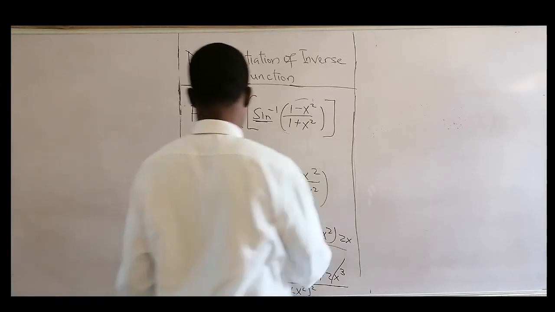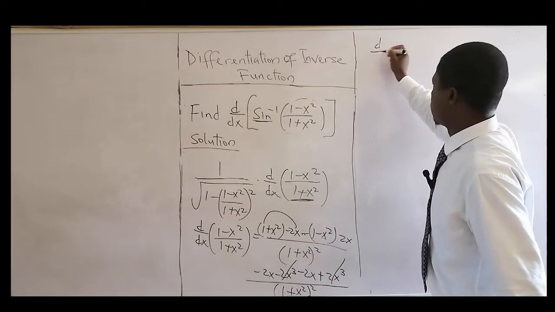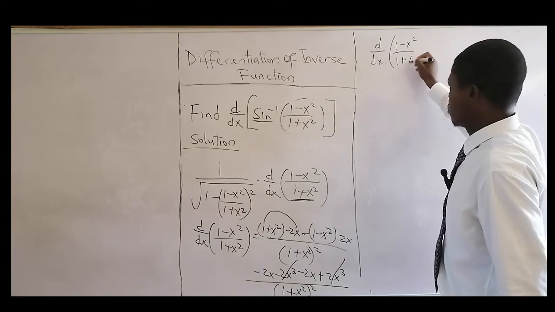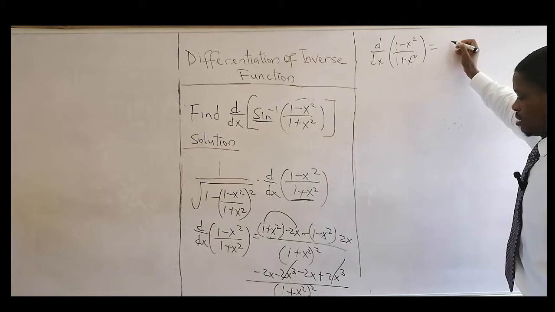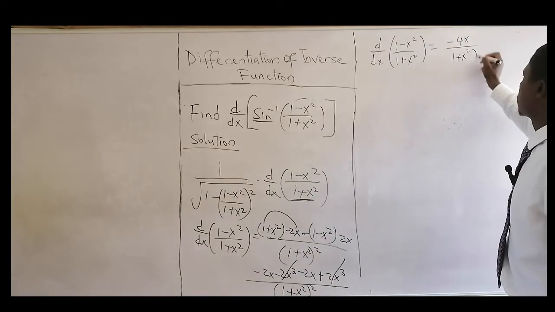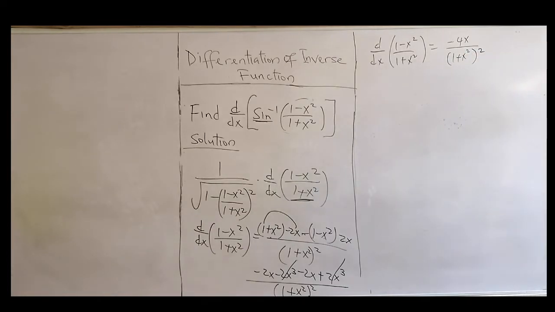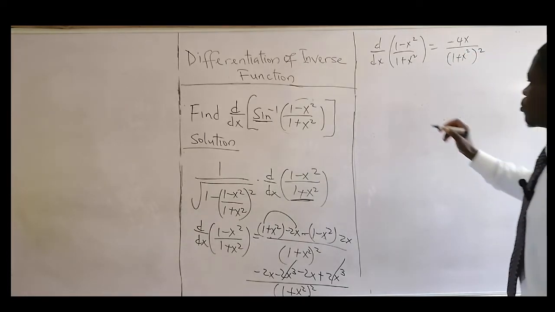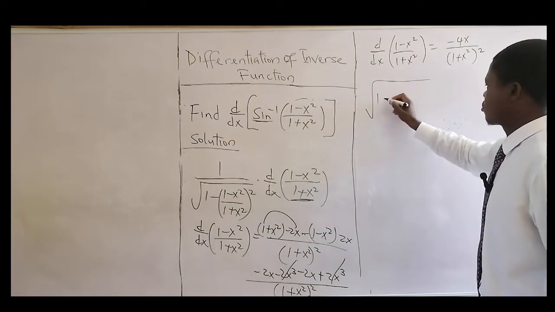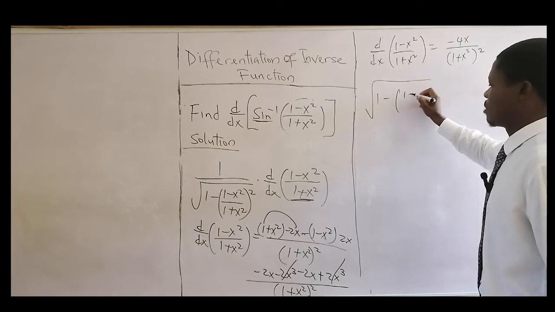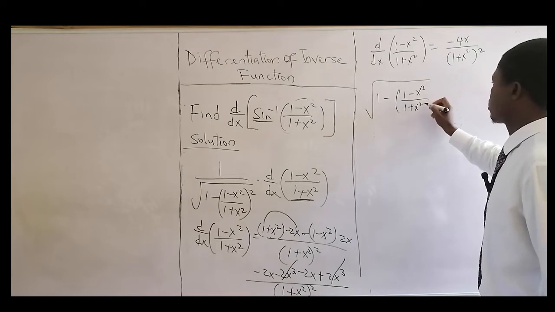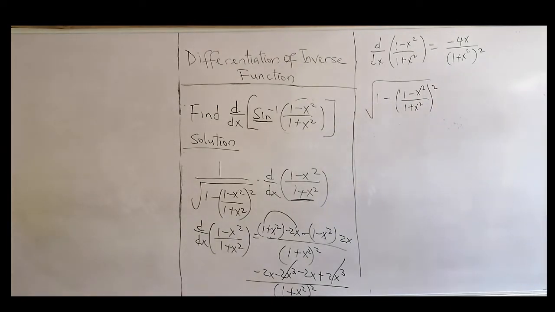So for d dx of 1 minus x squared over 1 plus x squared, I'm having minus 4x over 1 plus x squared all squared. So that's that. Then the next thing to do, can we work out this one? That's a radical, this one minus 1 minus x squared over 1 plus x squared, all squared. Let's work this one out.